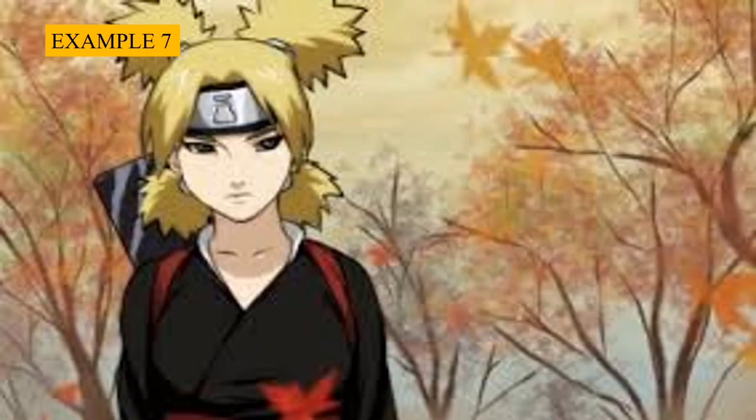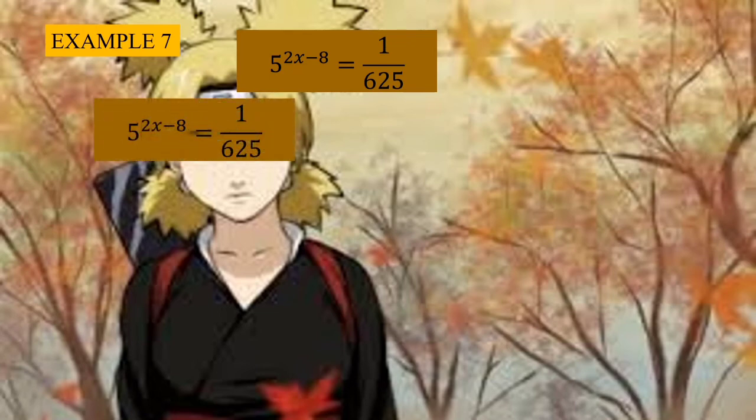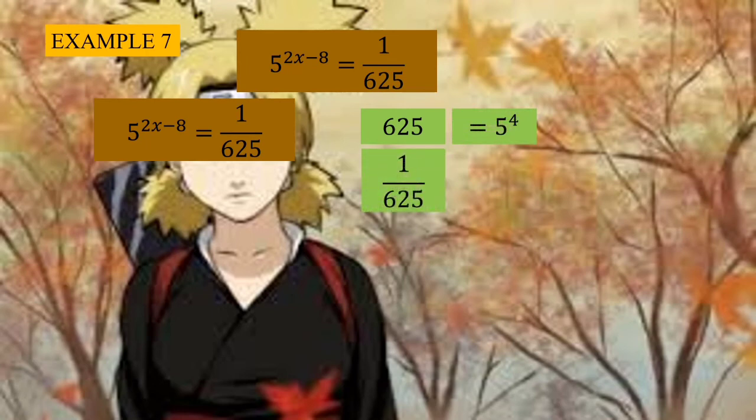Okay, example number 7. 5 raised to the power of 2x minus 8 is equal to 1 over 625. So, let's solve. So, 5 raised to the power of 2x minus 8 is equal to 1 over 625. So, mag-review muna tayo, class. So, ang 625, that is equal to 5 raised to the power of 4. So, how about 1 over 625? Okay, tama. That is 5 raised to the power of negative 4.